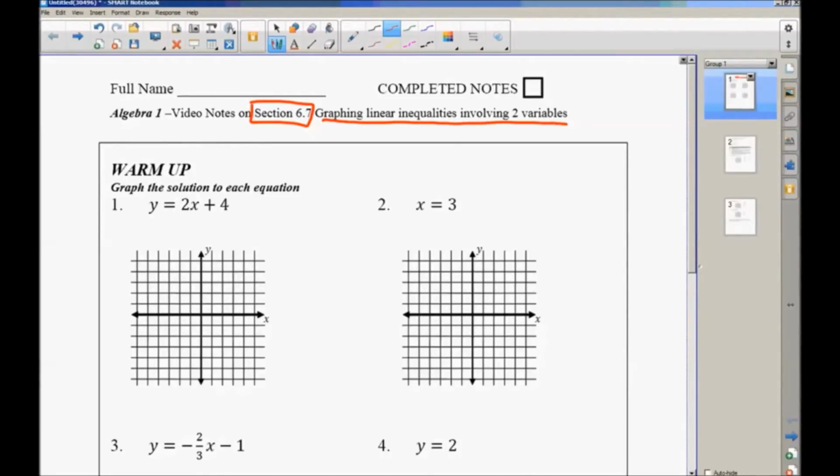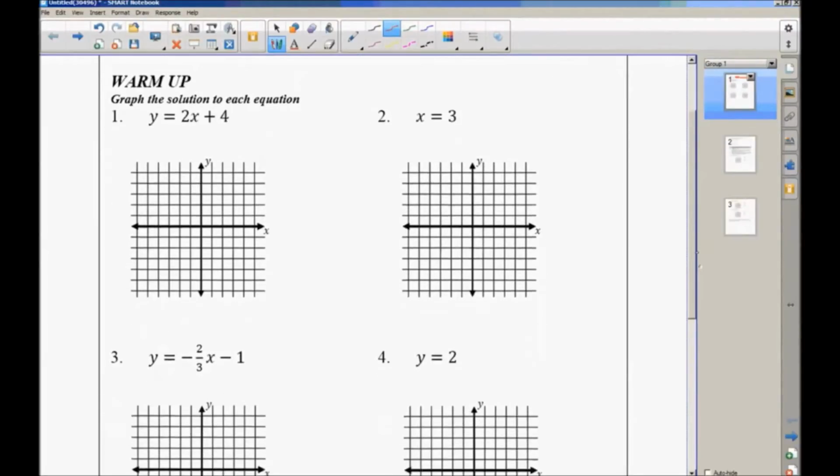Today we are covering section 6.7, graphing linear inequalities involving two variables. All right, so we have a warm-up on just graphing some lines to start with. All these lines are in slope-intercept form.